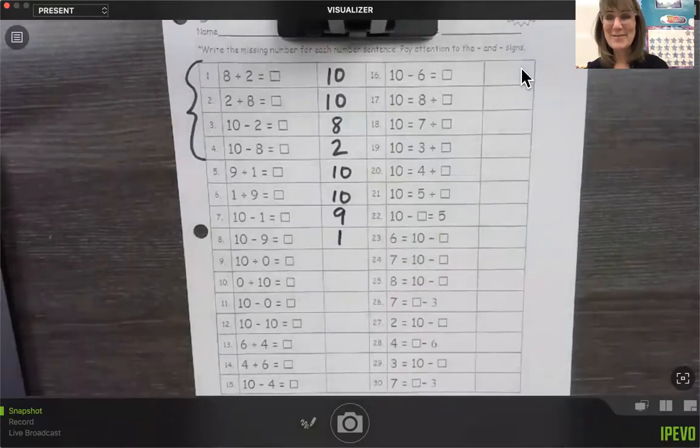Do the next fact family and then check and see if you get it right. Stop my recording for a second. You do it and then come back and watch me.